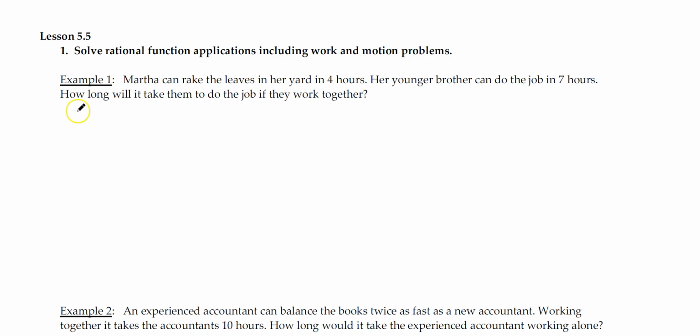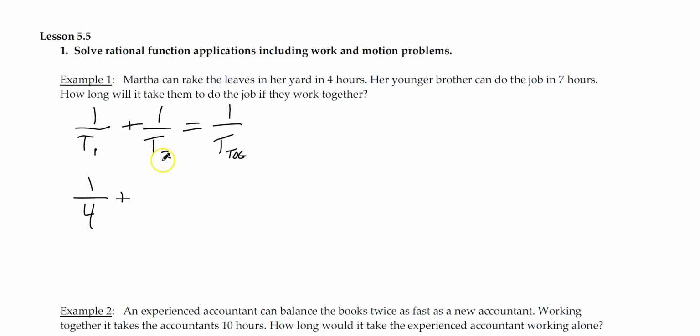The basic setup is 1 divided by time of the first person plus 1 divided by time of the second person equals 1 divided by the time together. So in this case, Martha can rake the leaves in 4 hours, so that's 1 divided by 4, plus her younger brother can do the job in 7 hours, so his second person is 7 hours, so that's 1 divided by 7. And how long will it take? We don't know how long working together, so I'm going to call it t. That's our variable, t for time. So we have a rational equation.